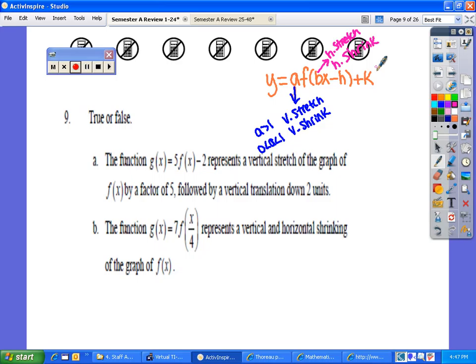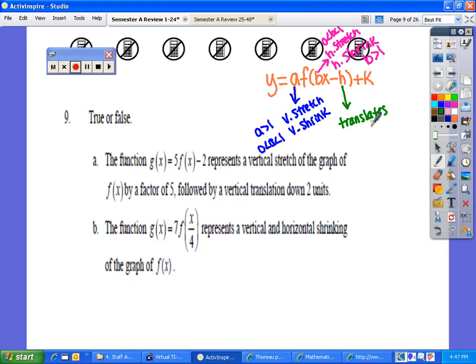Okay, this is where it's kind of interesting because remember, things in the parentheses change. So since B is inside the parentheses, if B is greater than 1, it's a shrink. I know it sounds weird, but everything in the parentheses changes. It's the opposite. And it's a horizontal stretch if B is a fraction. Okay, so try to remember that. So if B is a fraction, it's a stretch, and if B is a whole number bigger than 1, it's a shrink. Same thing with h, it's the opposite.